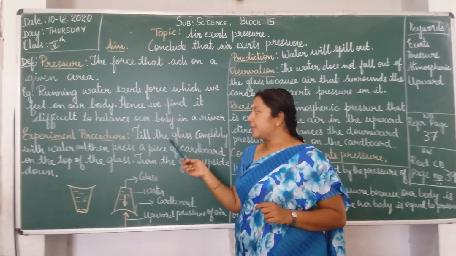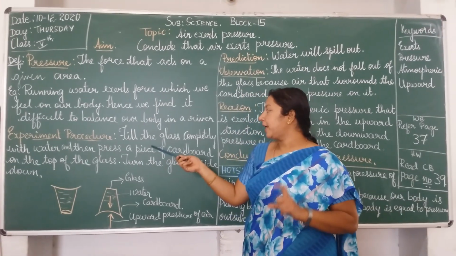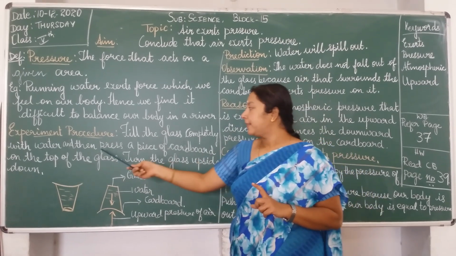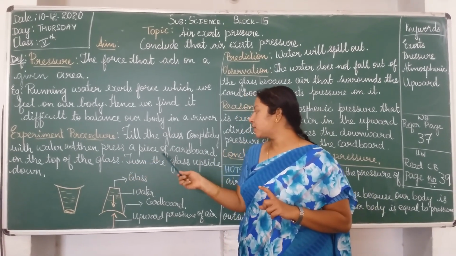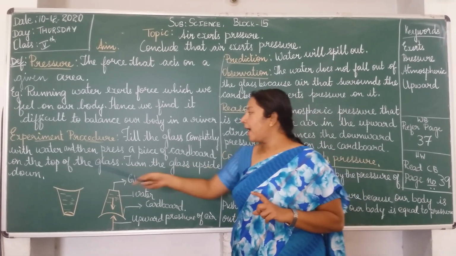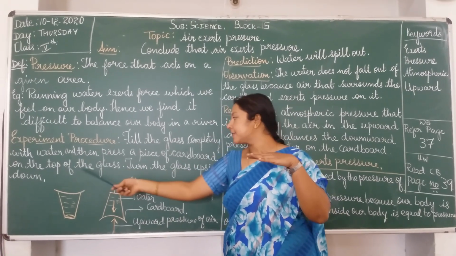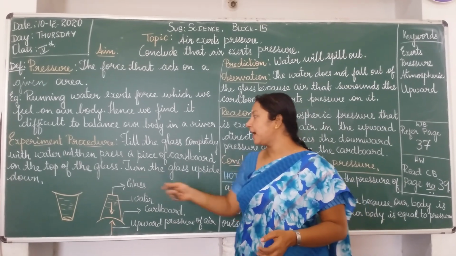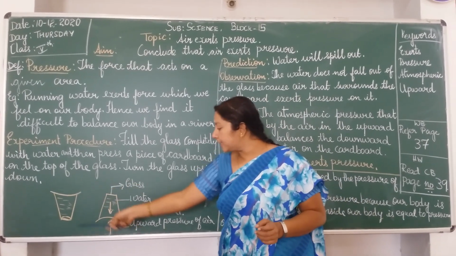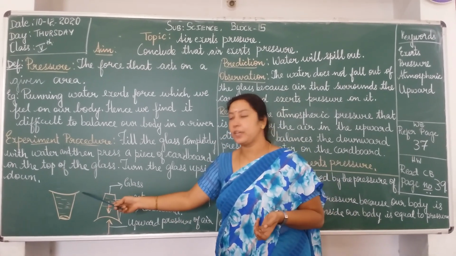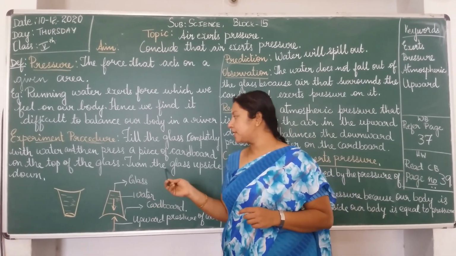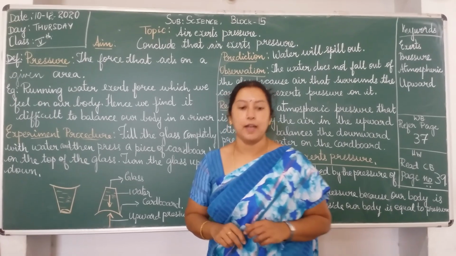The procedure is as follows. I have to take a glass and fill the glass completely with water. Then, I have to press a piece of cardboard on the top of the glass, and I have to turn the glass upside down. That's it, upside down. Then you will see this kind of observation in the experiment. We will find out why this is so and what happens later. Okay, now come and follow me.